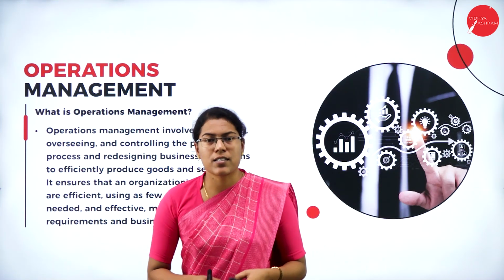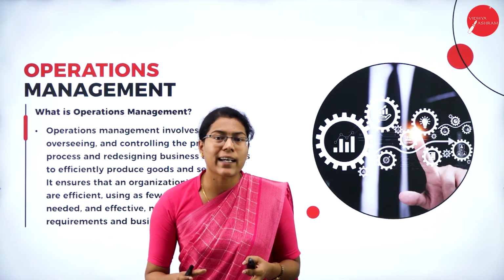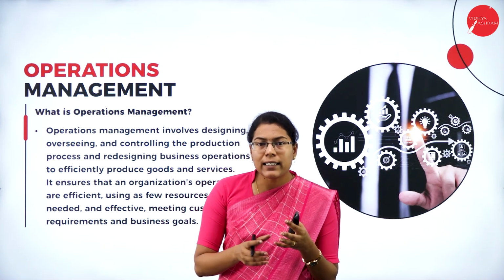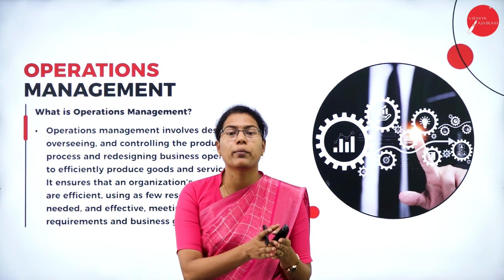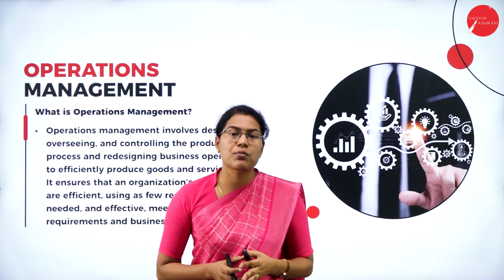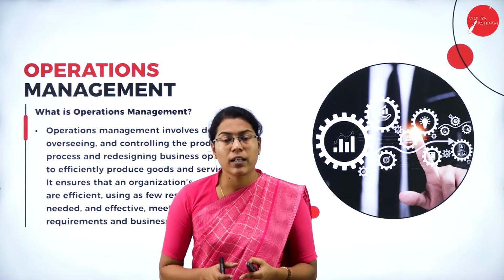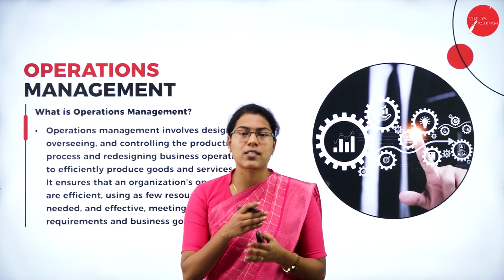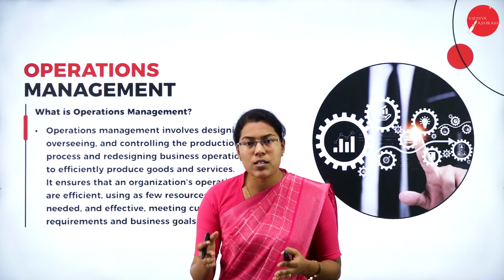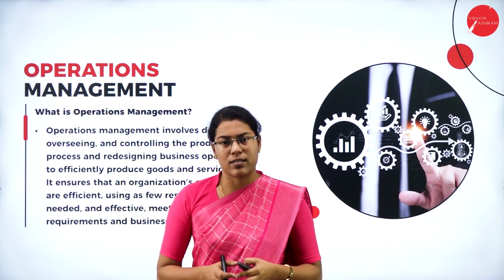As we have discussed, production management is all about managing those activities which are connected in the conversion of raw materials into finished goods. Whereas operations management is a much broader term than production management, where it not only includes the production process but also both pre and post production related activities.